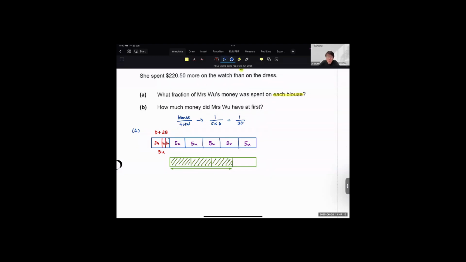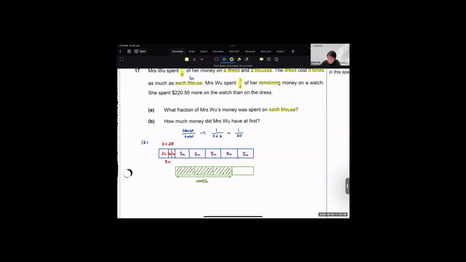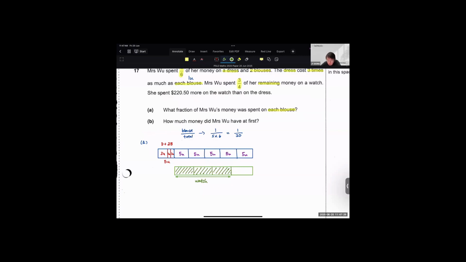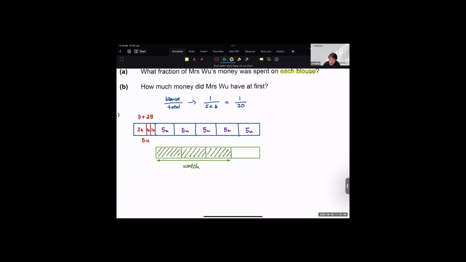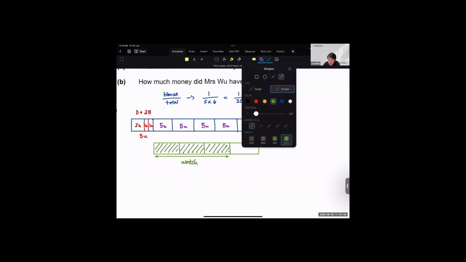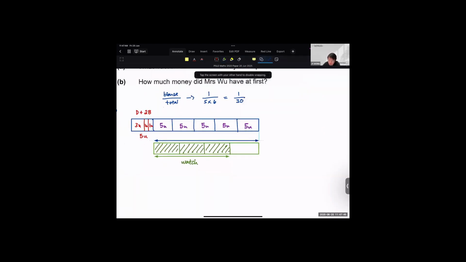Now, this is your watch. And there's a problem here. 25 is not a nice number to make. On top, we have 25 units. Below, we have 4. You can find the common multiple, which is 100 units. I don't think that is easier. I will not do it that way. I will just take the 25 units that I have over here. I understand from the model on top that this is 25 units, right?